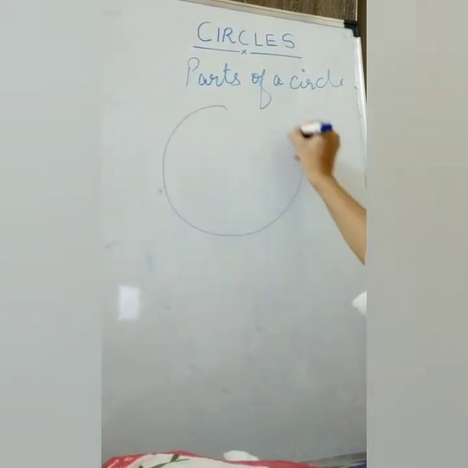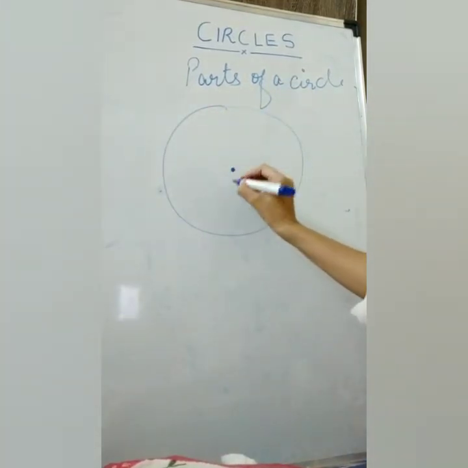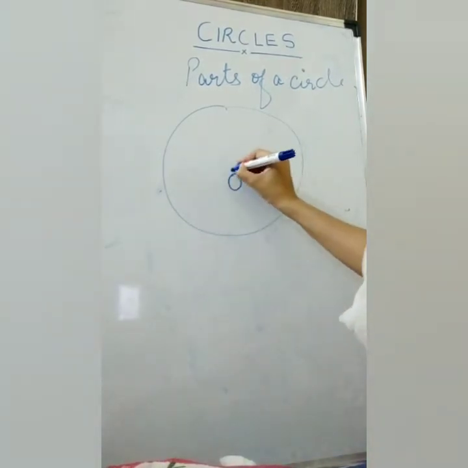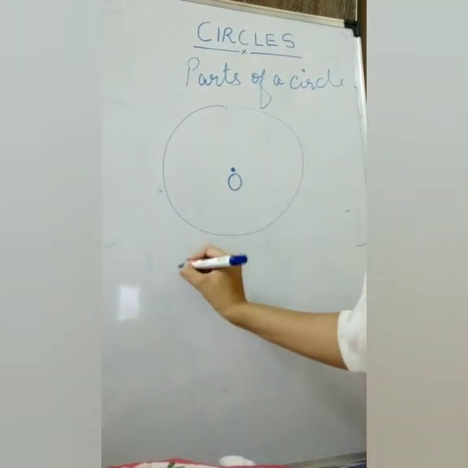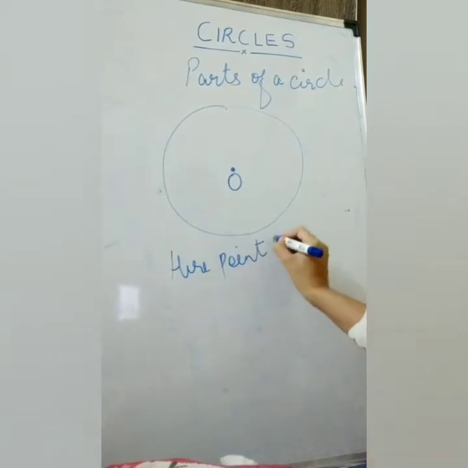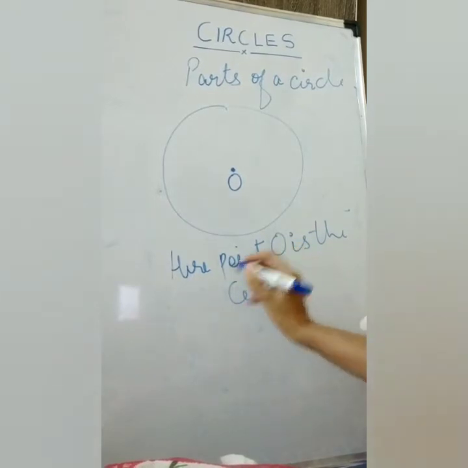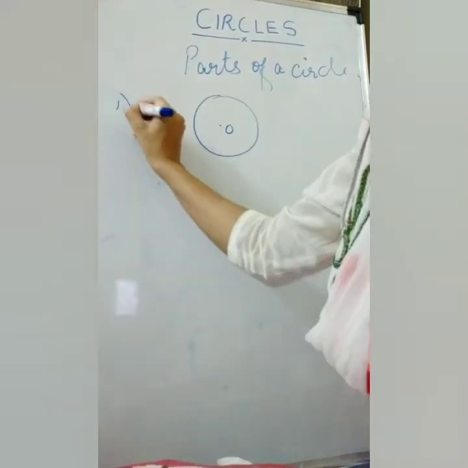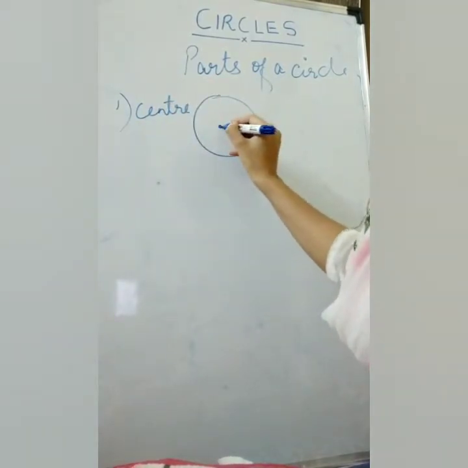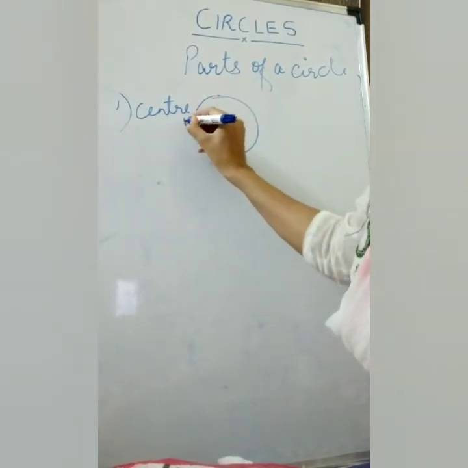Okay, this is a circle. Now here in the center, you will find the center. So this is the center of the circle. Point O is the center. A dot with a capital letter inside the circle, that is called its center.